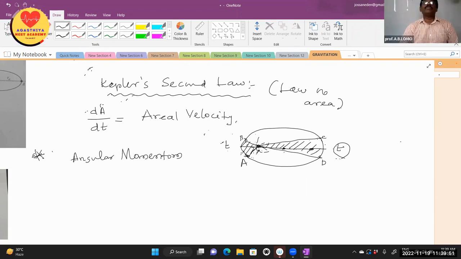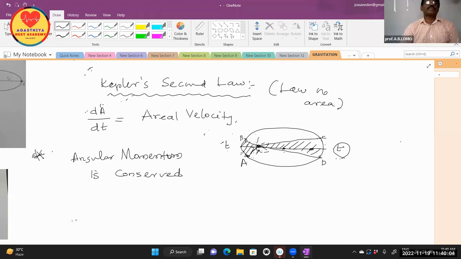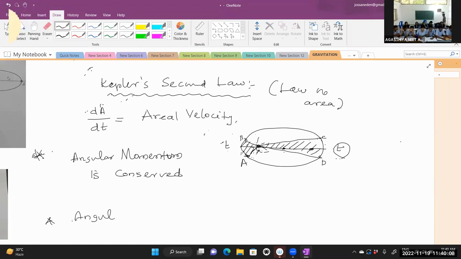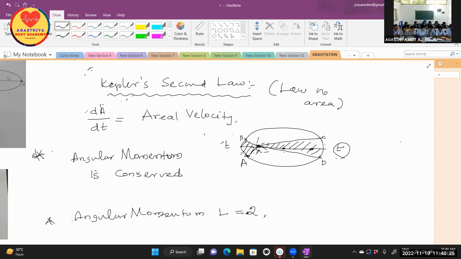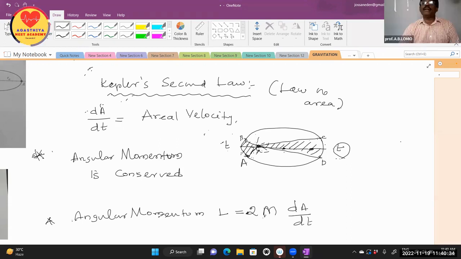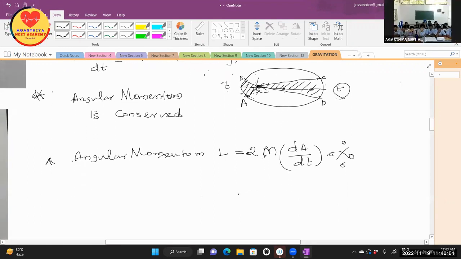Write down this angular momentum. Angular momentum is denoted by the letter L. The angular momentum in terms of areal velocity is equal to 2m into dA by dt. Next point.